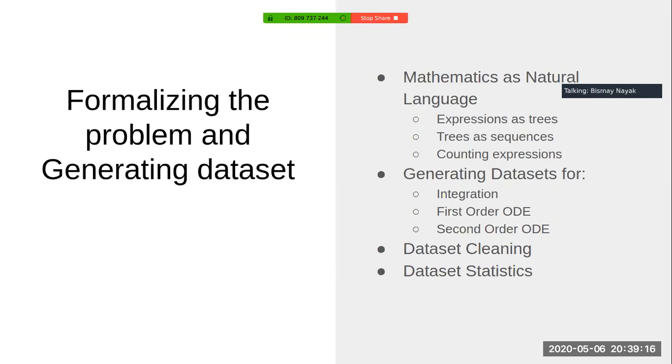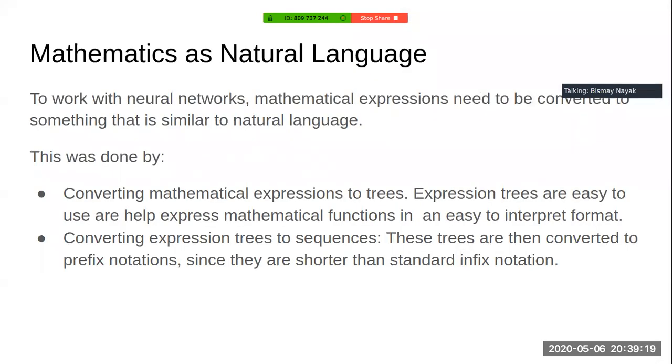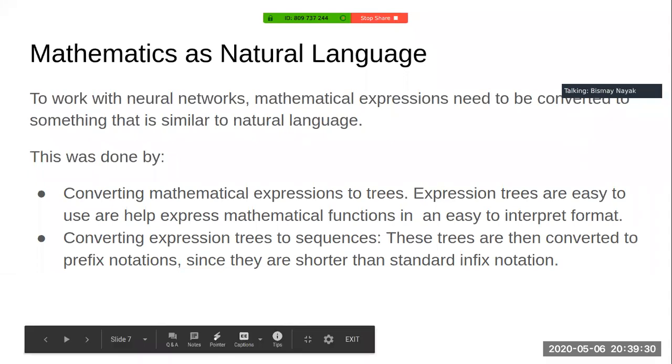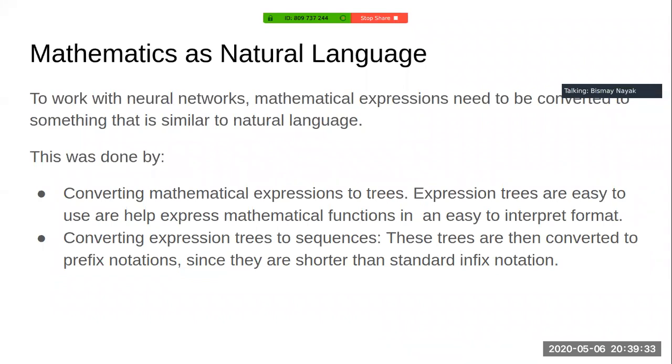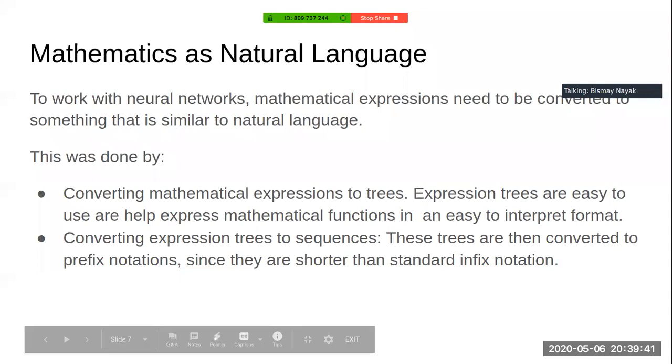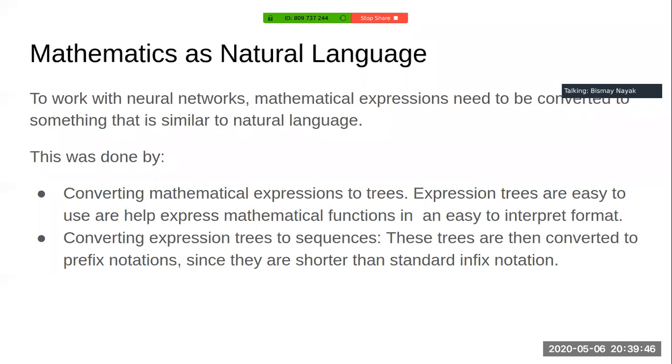To start off with, we would need to be able to present mathematical expressions in more of a natural language format, because since we are using neural networks that are used to translate natural language, or that are used to encode and decode natural language, the provided sequences should be in a similar format as well. So to do this, what the authors did was they first converted these mathematical expressions to trees, right?